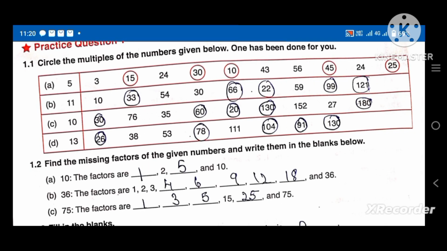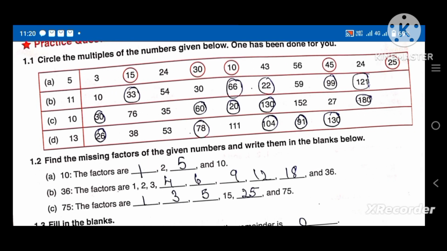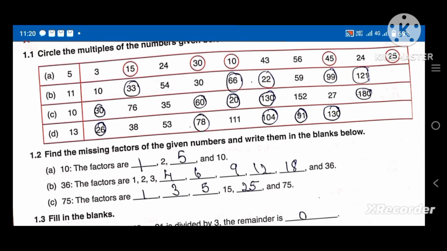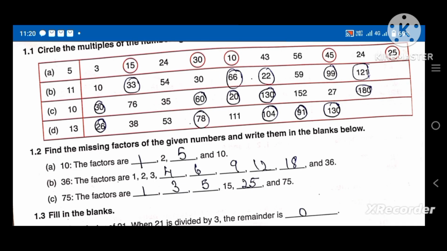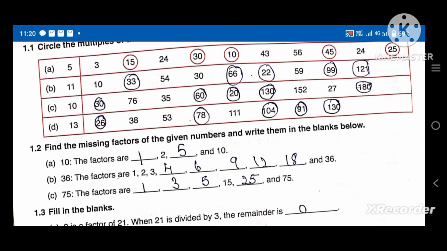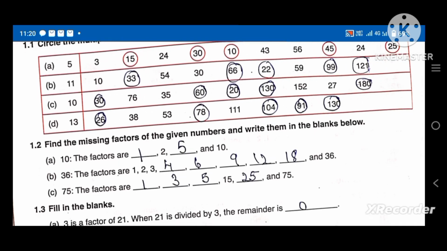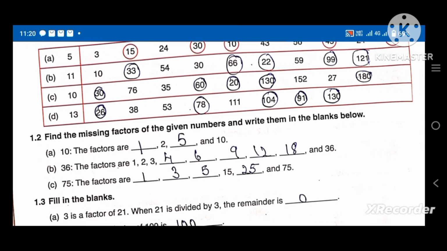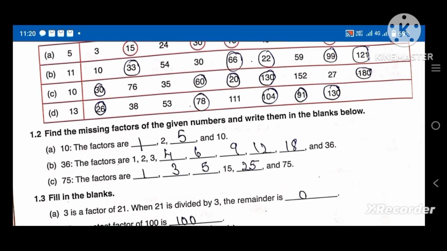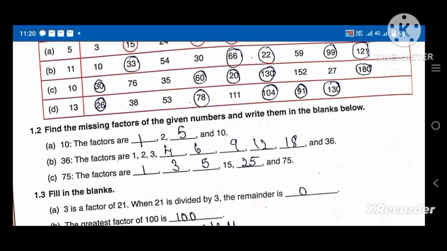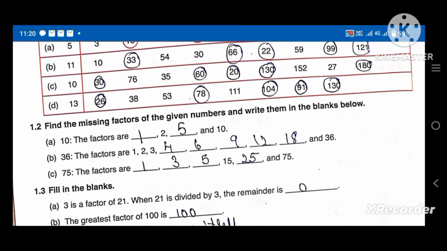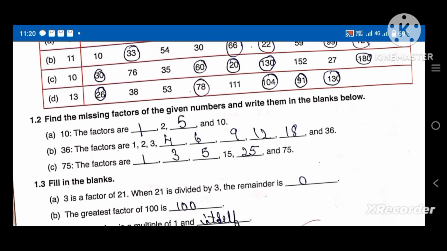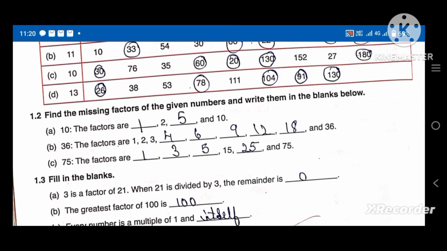1.2. Find the missing factors of the given numbers and write them in the blanks below. A. 10. The factors are 1, 2, 5 and 10. B. 36. The factors are 1, 2, 3, 4, 6, 9, 12, 18 and 36. C. 75. The factors are 1, 3, 5, 15, 25 and 75.